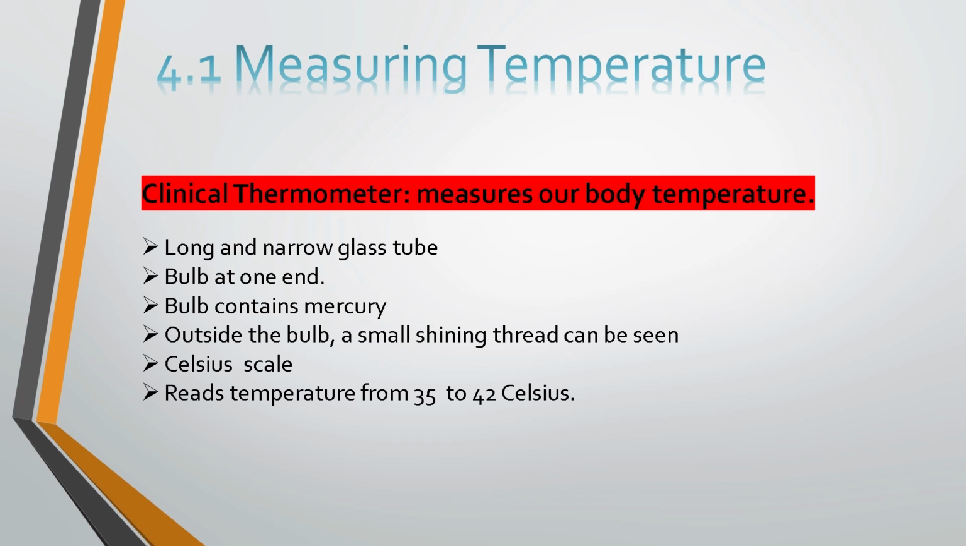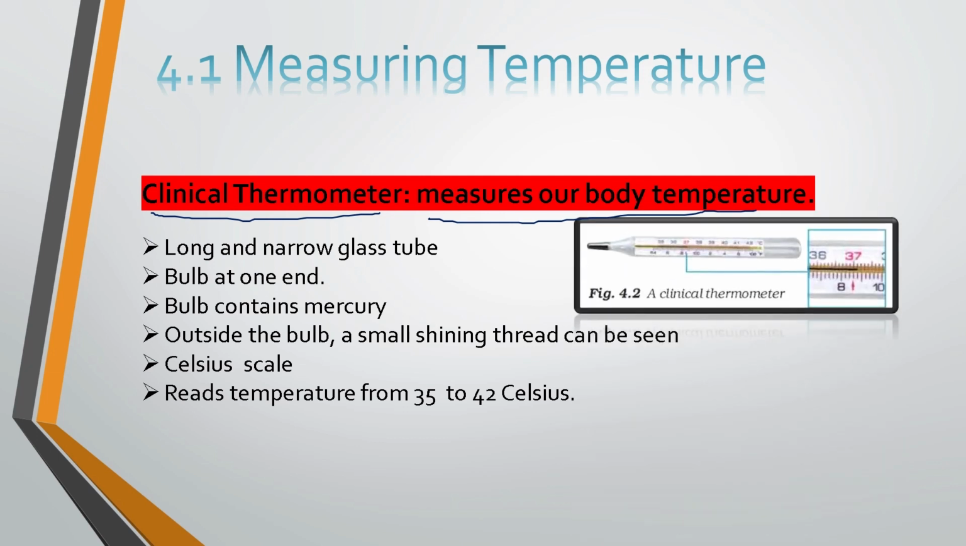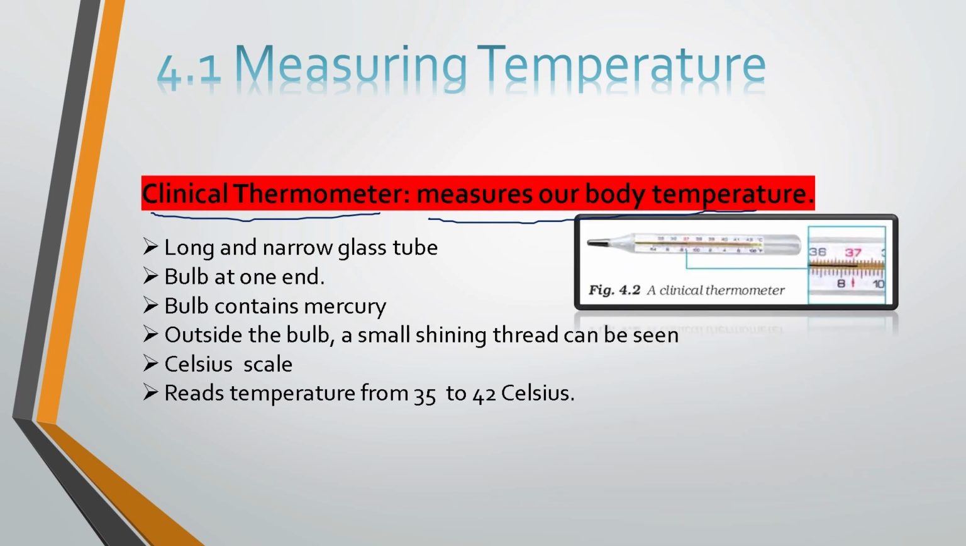Now we are going to study 2 types of thermometers. First is the clinical thermometer, and the main fact is that it measures our body temperature. It looks like this. You can see this in your book also. It has a long and narrow glass tube. You can see a bulb at one end, which contains mercury. Outside the bulb a small shining thread can be seen.